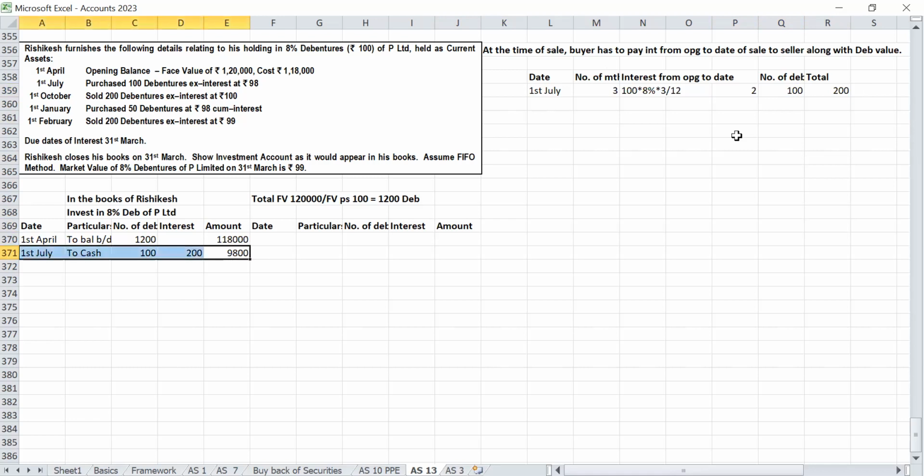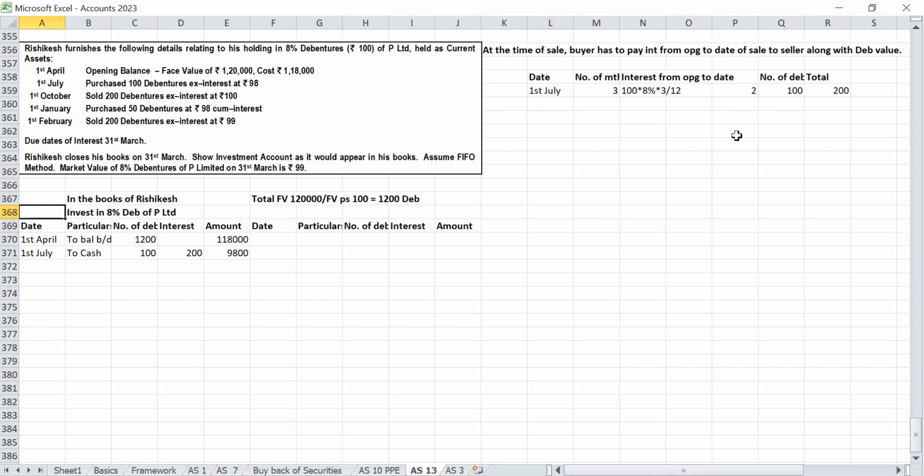Clear? Yes, sir. What is the cum interest price here? They are not asking cum interest, the price is 98, I am saying. Ex interest 98 plus interest 2 rupees. So total he will pay 100 rupees. Cum interest price is 100 rupees. Clear? Yes, sir.